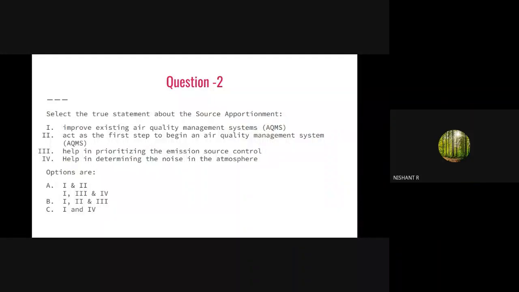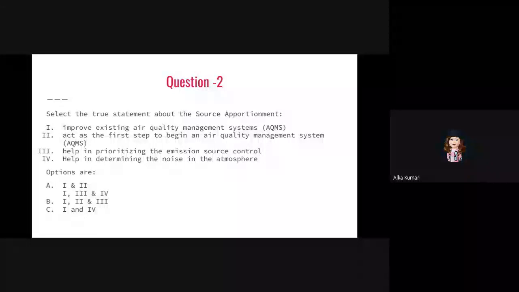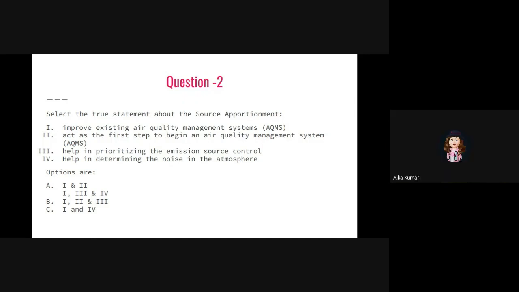1, 2, and 3, ma'am. 1, 2, 3. Okay, Alka, can you guess? One and four. 1 and 4.